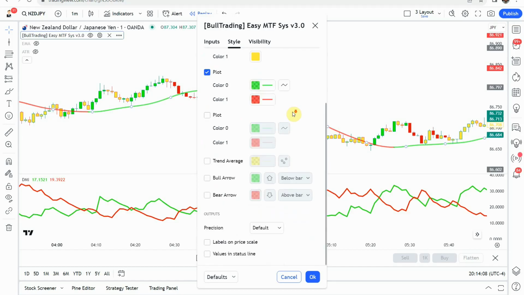So you're going to go into the settings. You're going to turn off all these bottom ones here. I think the bottom 6 is what it was.